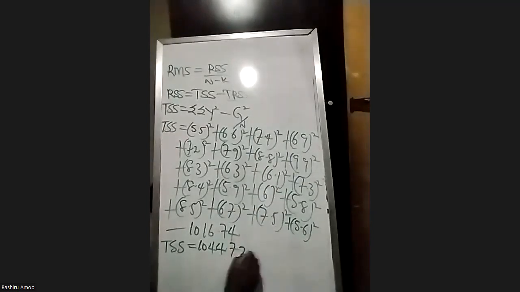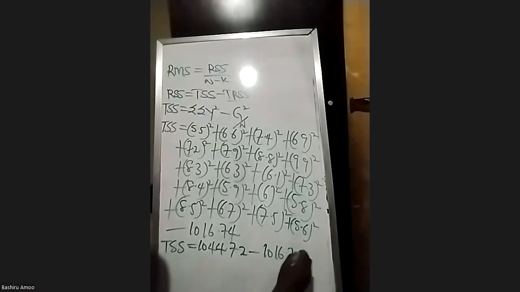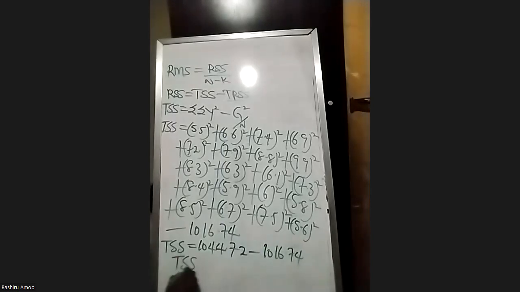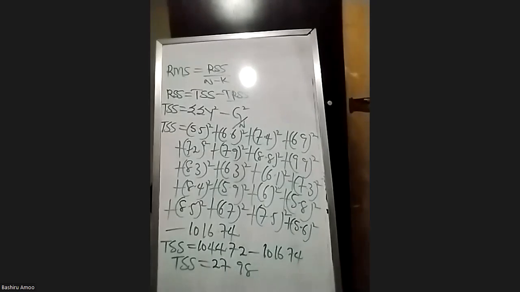So please confirm. So we have minus 1016.74, right? If this value is correct, then the total sum of square will now be 1044.72 minus 1016.74. Everyone, thank you very much. So here I have 27.98. Abigail also confirm, and somebody can also confirm if we are checking with us, right?